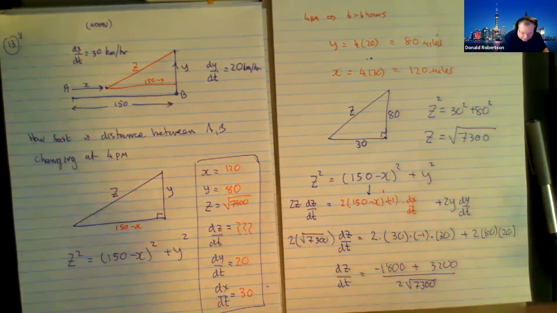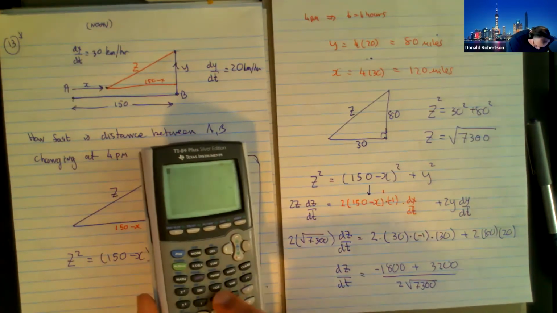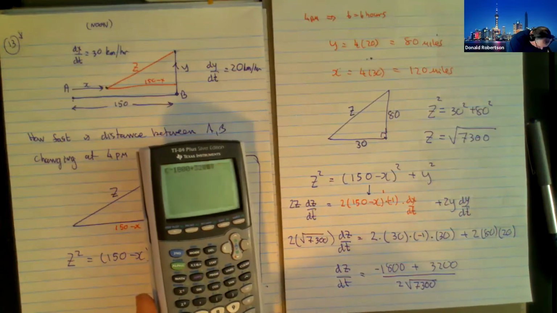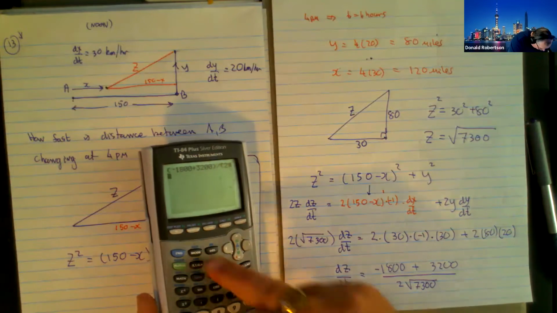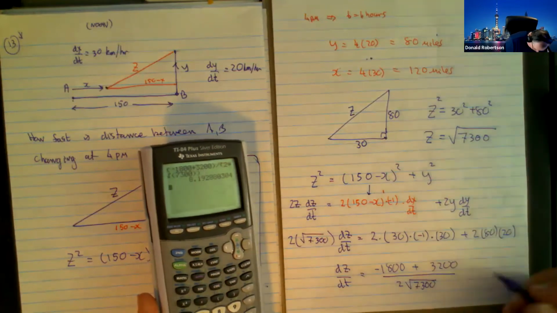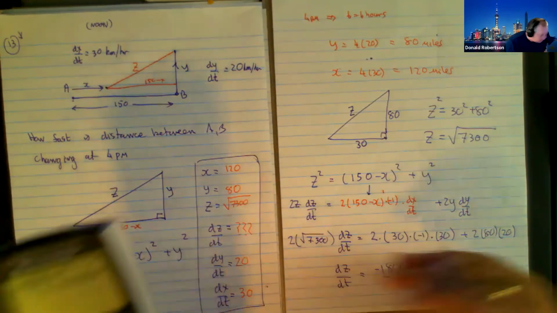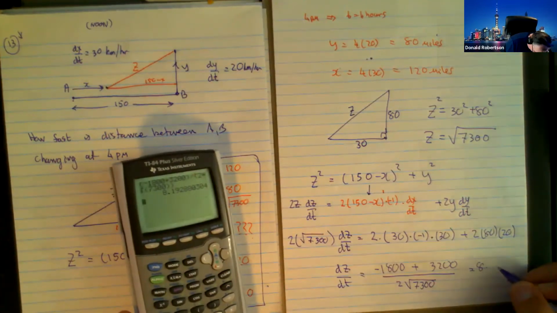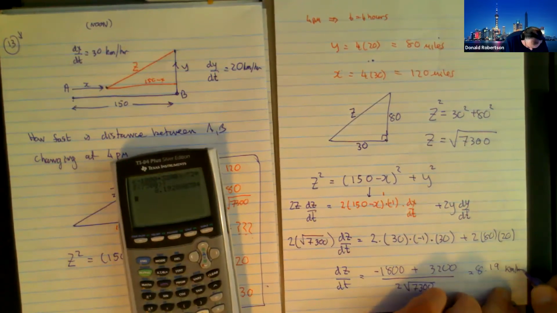over that. So I'll go to my calculator, put a little bracket around it, -1800, add 3200, divided by, put a bracket around it, 2 times the square root of 7300, and the answer I get is about 8 point, what do they want? I don't know. I think it's 2 decimal places, so 8.19, and the units were kilometers per hour.